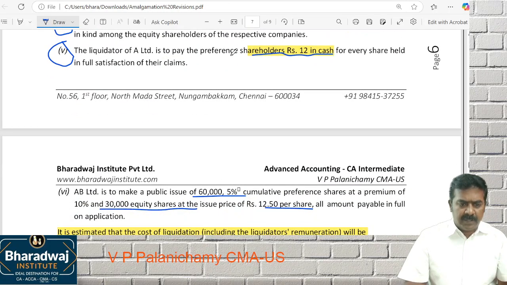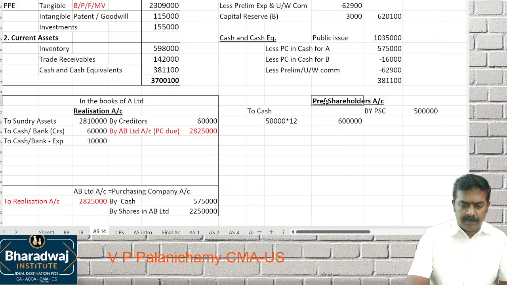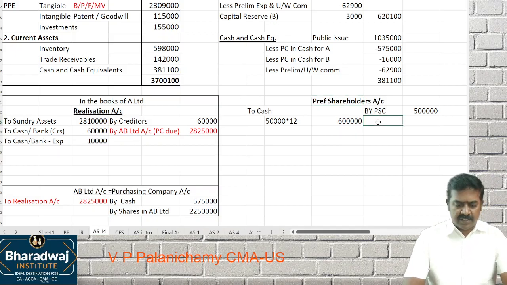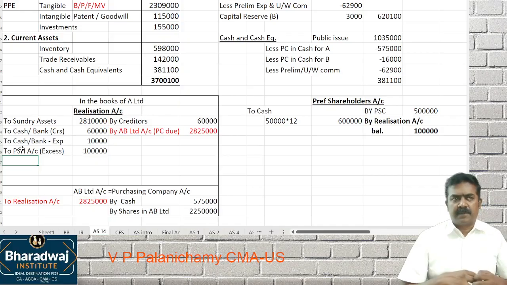Liquidator of Away Limited will pay the preference shareholders 12 rupees in cash. So 6 lakhs we are paying. See, capital is 5 lakhs, but we paid 6 lakhs, which means the excess will be adjusted in the realization account. What is the excess paid? 1 lakh. The excess money paid will come to the preference shareholders account in the realization account.